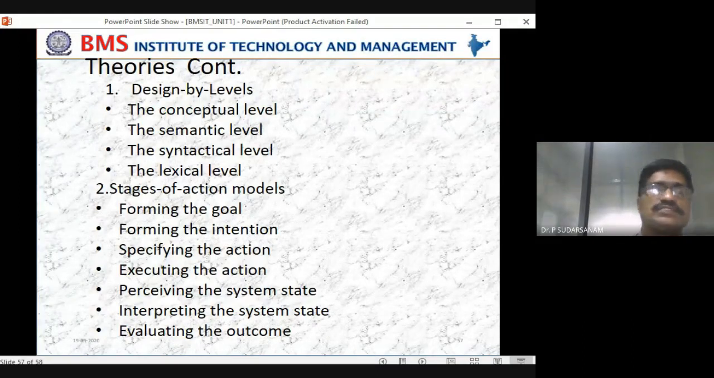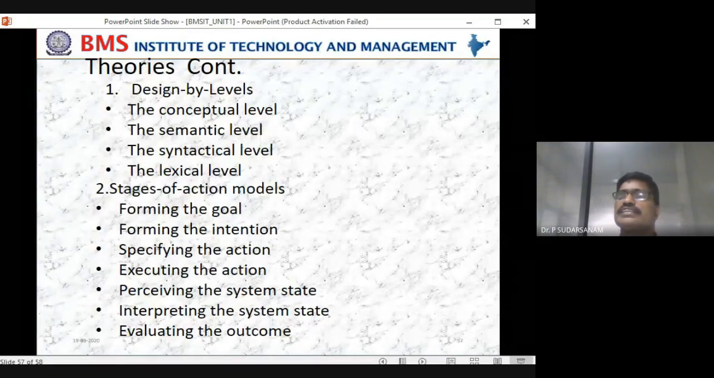Actually there is no explanation for these stages of action modules; we just have to do them one by one. First you should have clarity on the theories. That is called the stages of action modules. Once they execute the actions, next is perceiving the system state. Once it is executing, you have to check the system state, whether it is supporting or not, with graphical user interfaces and so on. Whether it exactly shows it or not, that is the intention. Perceiving the system state, interpreting the system state.